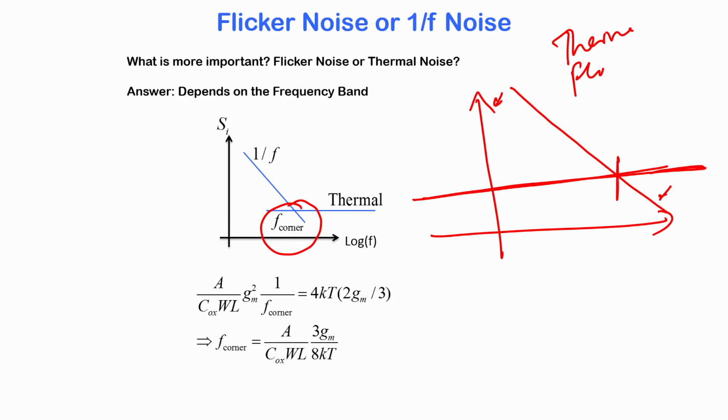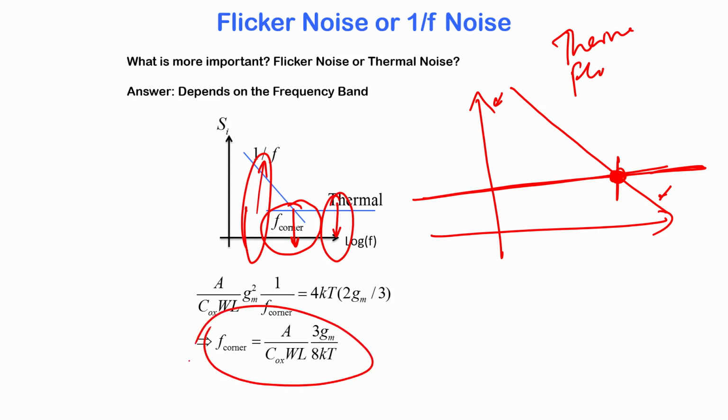So, the frequency at which the flicker noise power matches the thermal noise power is given a special symbol, it is called the corner frequency. So, if you are designing circuits where the operation is going to be here, then you need to worry about flicker noise. If you are designing circuits where the operation frequency is very large, then you only worry about thermal noise. So, it is useful to know where the corner frequency is.